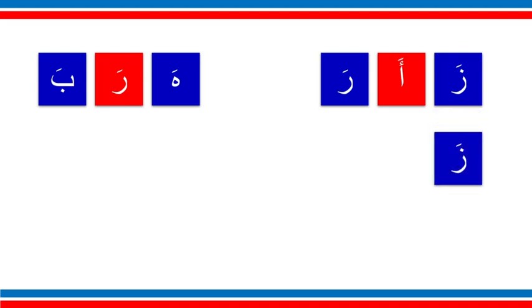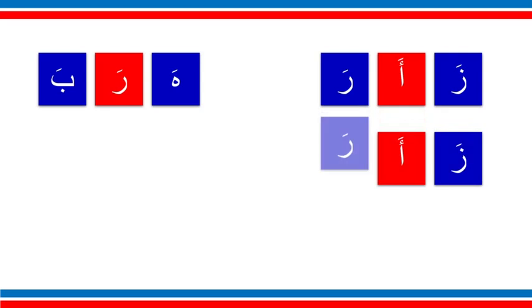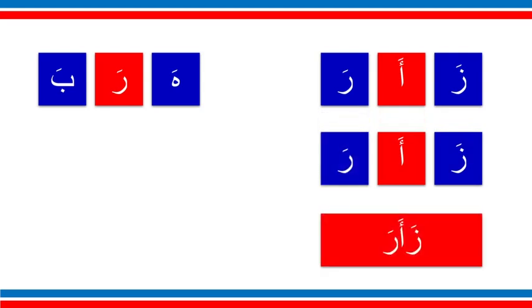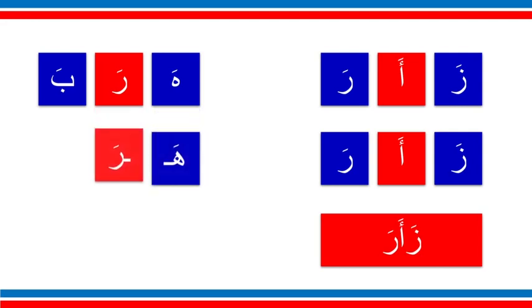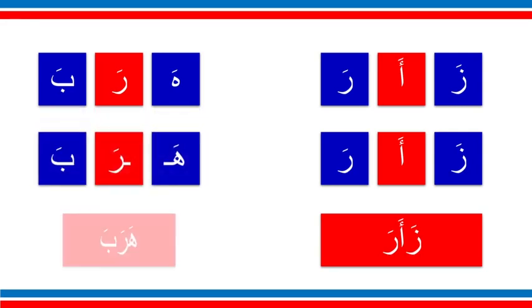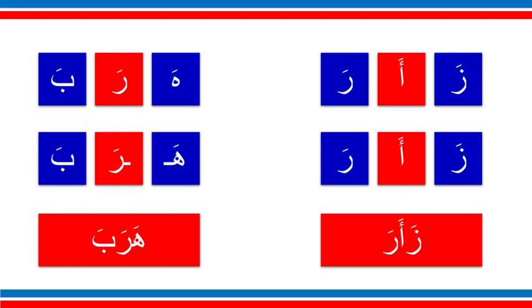Zara starting like this, A in the middle, Ra in the end, and the word is Zara, like this. We don't connect any of the letters because all of them are non-connecting letters. The next word is Ha in the starting, Ra in the middle, Ba in the end, and the word Haraba will be like this. We didn't connect Ra and Ba because Ra is a non-connecting letter.